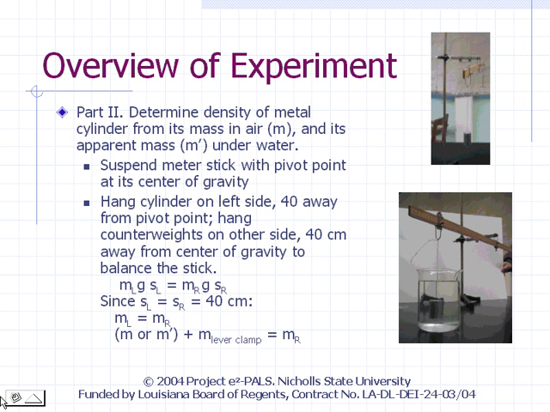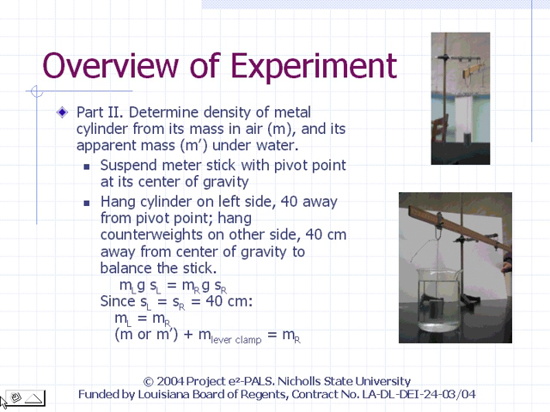In the second part of the experiment, you will determine the density of the metal cylinder from the difference in its actual mass and its apparent mass in water, as shown in the pictures here. We will take the mass in air as the actual mass. That is, we will ignore the buoyancy of air.